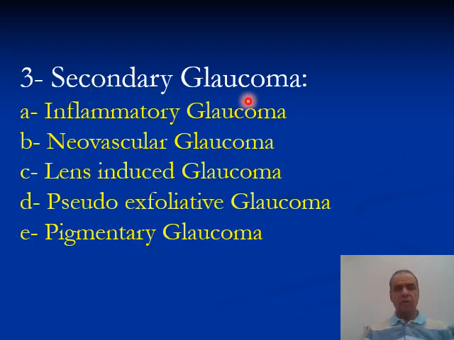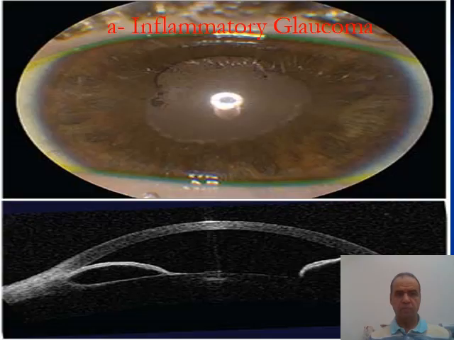Secondary glaucoma is the glaucoma that is associated with other causes or with other disease inside the eye, in addition to rising of intraocular pressure. There are many causes inside the ocular tissue that lead to rising of intraocular pressure, but I chose the most important 5 types of secondary glaucomas. Inflammatory glaucoma is the first type of secondary glaucoma.